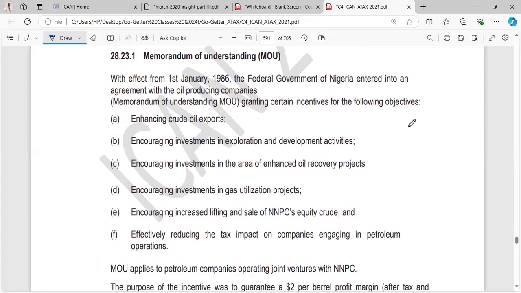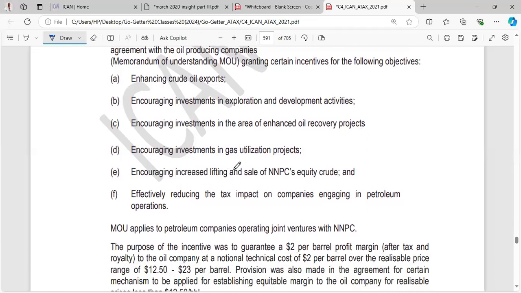This is a very huge investment, so they want to encourage them to do those exploration activities, encourage investment in the area of enhanced oil recovery projects, encourage investment in gas utilization projects, and encourage increased lifting and sale of NNPC's equity crude. So the parts that NNPC is supposed to sell, the ones they could not sell by themselves, these people should sell for them, effectively reducing the tax impact on companies engaging in petroleum operation. Now, you still wonder, that with these incentives, the tax rate happens to be 85%.